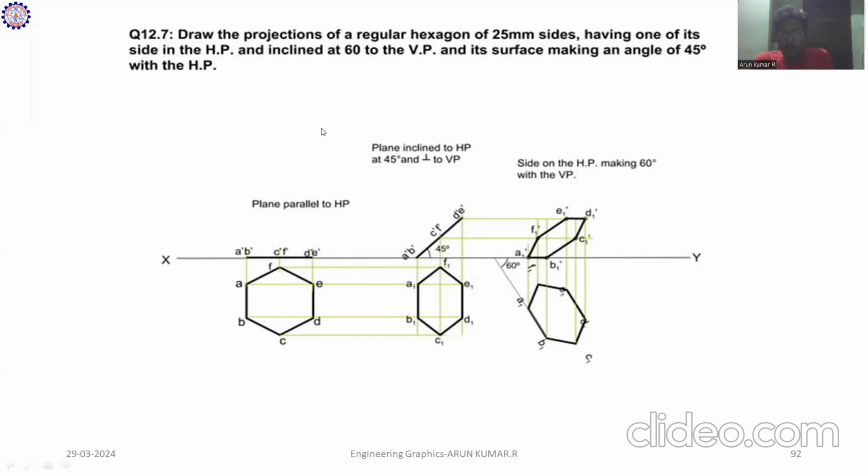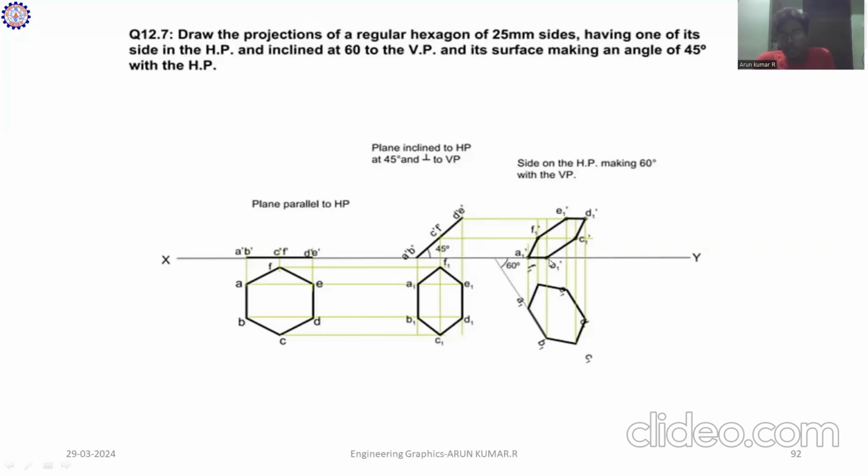After that, another condition has to be considered: the inclination of 60 degrees to VP. How to proceed with this 60 degrees? You have to take the 60 degree line on the XY line. After that, you construct by measuring the distances of A dash B dash, which is inclined to HP, and C dash F dash, E dash D dash. Just consider those to make the line.